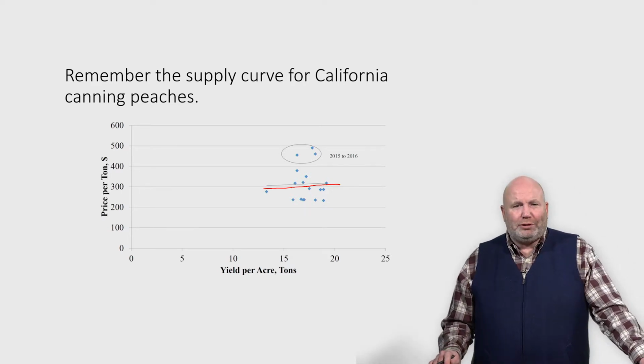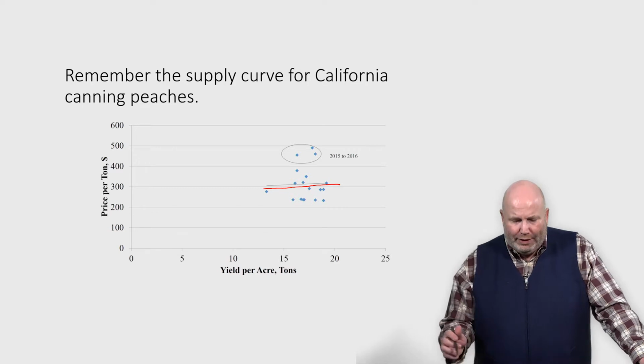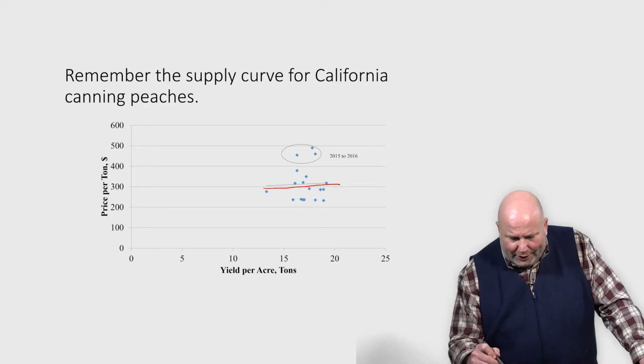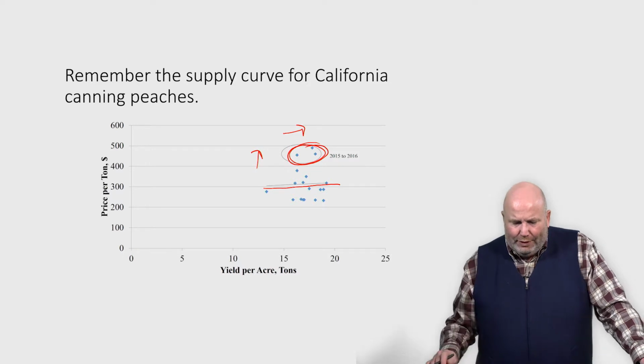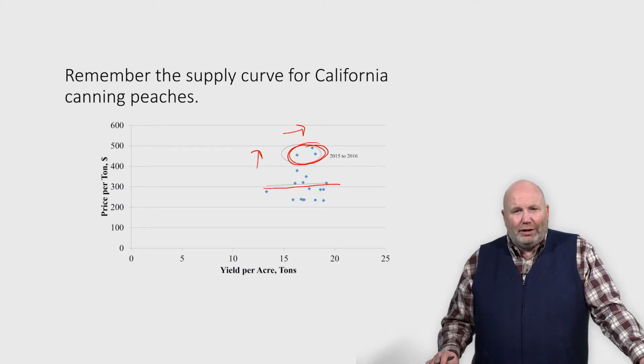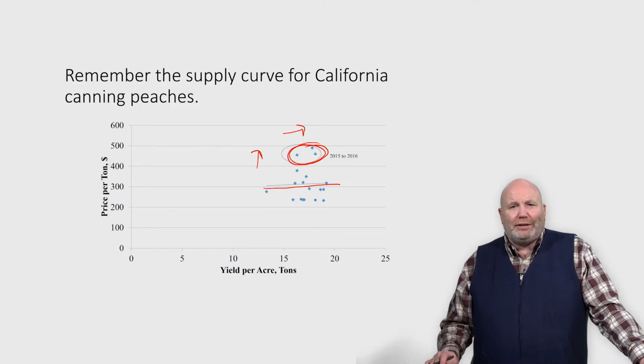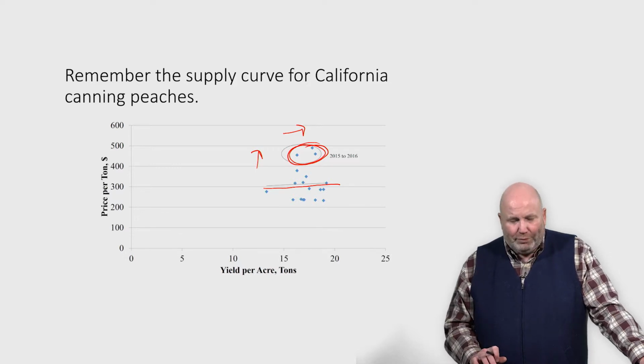That slope is almost a perfectly elastic line. However, in 2015 and 2016, the price went up and the yield went up as well. So we had these outliers that said, high yields and high prices. That normally is not the case when you look at typical supply and demand. So we had 3 recent outliers where higher price was paid and we had higher yields. Growers like that.